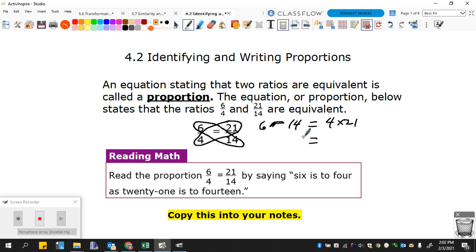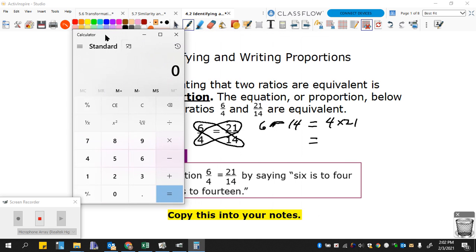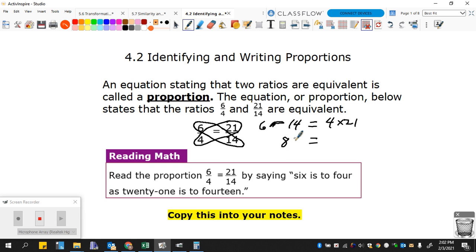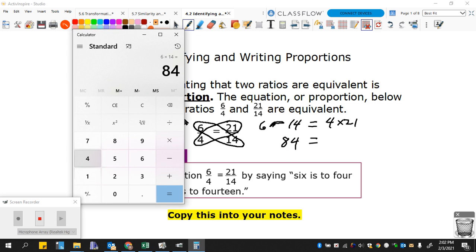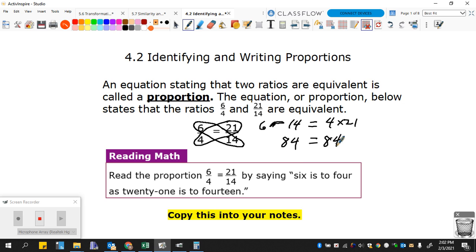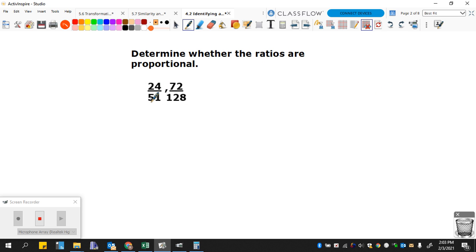Well, 6 times 14, we get our calculator out. 6 times 14 is 84, okay? And 4 times 21 is also 84. So both sides of that proportion are equal to 84. So that says that they are proportional. If they end up with different numbers, then it's not proportional. Okay. So it says here, determine whether the ratios are proportional.